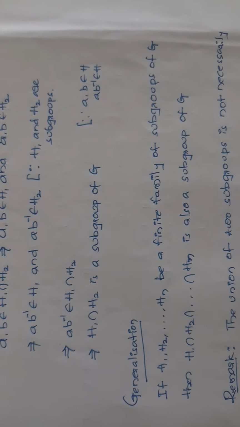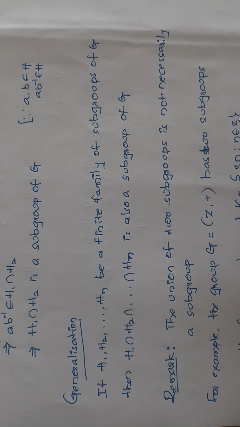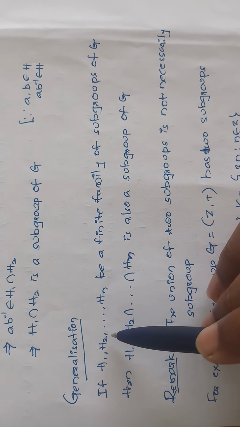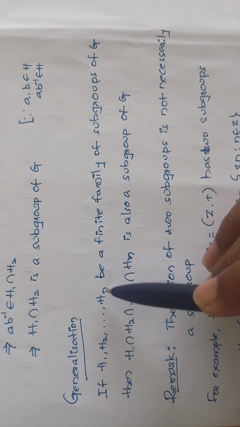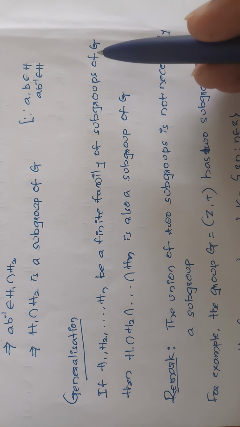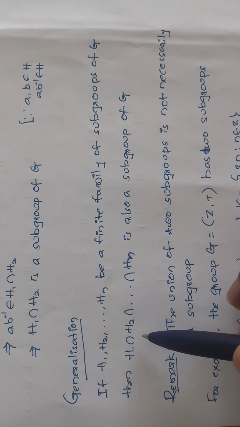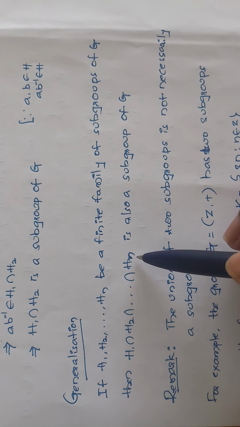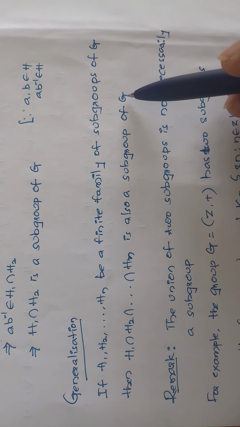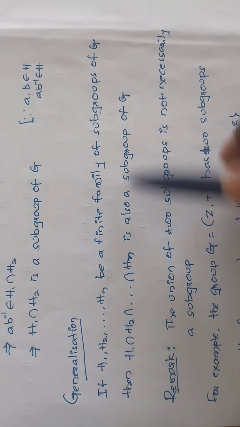For this generalization, if H1, H2, and so on up to Hn is a finite family of subgroups of G, then H1 intersection H2 intersection up to Hn is also a subgroup of G. Yes, this is also possible.